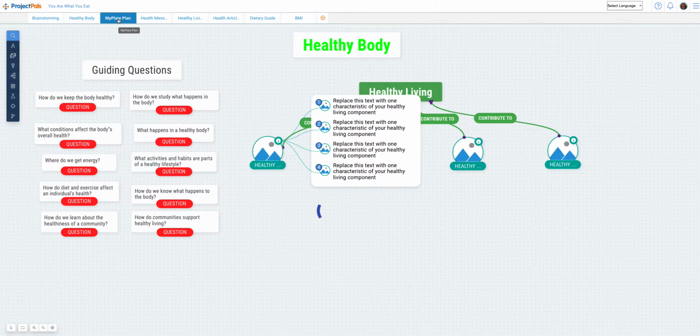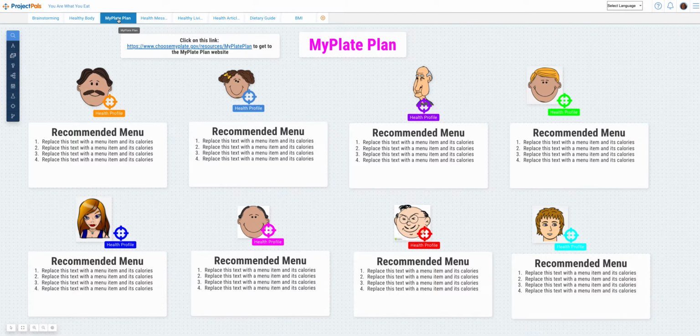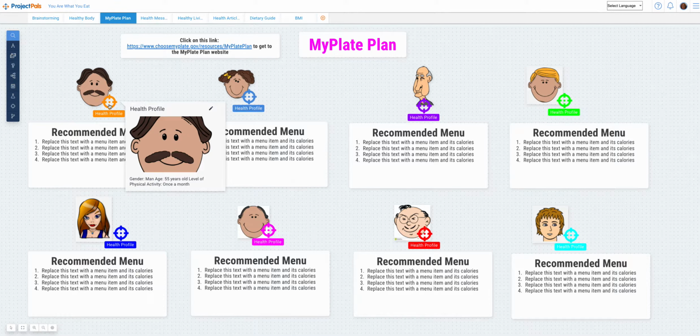In the MyPlate Plan tab, you are going to use the MyPlate website to design a menu offering for the people posted on the workspace with their specific health profiles.